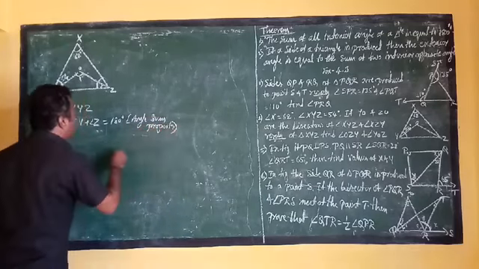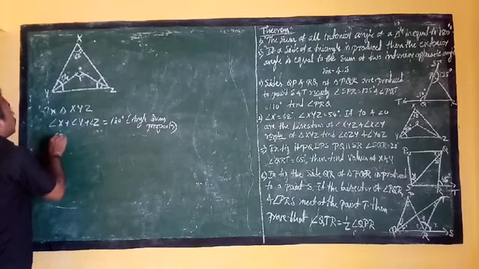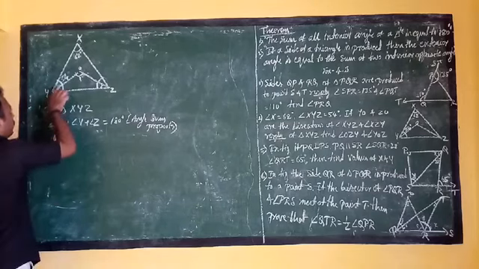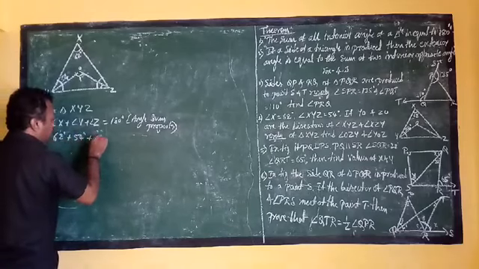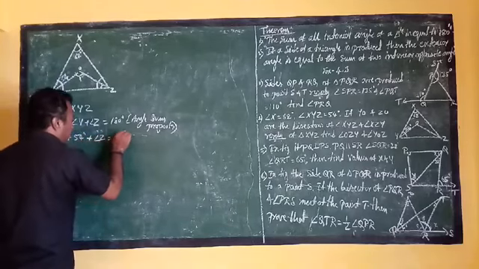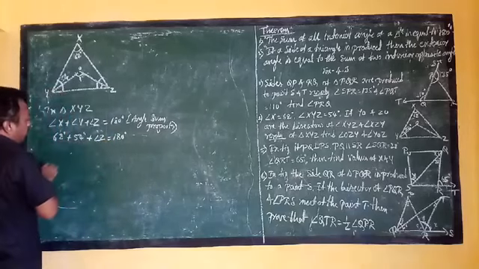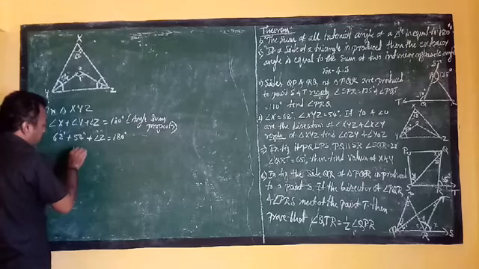Okay, so this is one. Angle X, we know, is 62 degrees. Angle Y, we know, is 54 degrees. Plus angle Z, which we don't know and have to calculate, is equal to 180 degrees. So 62 plus 54.